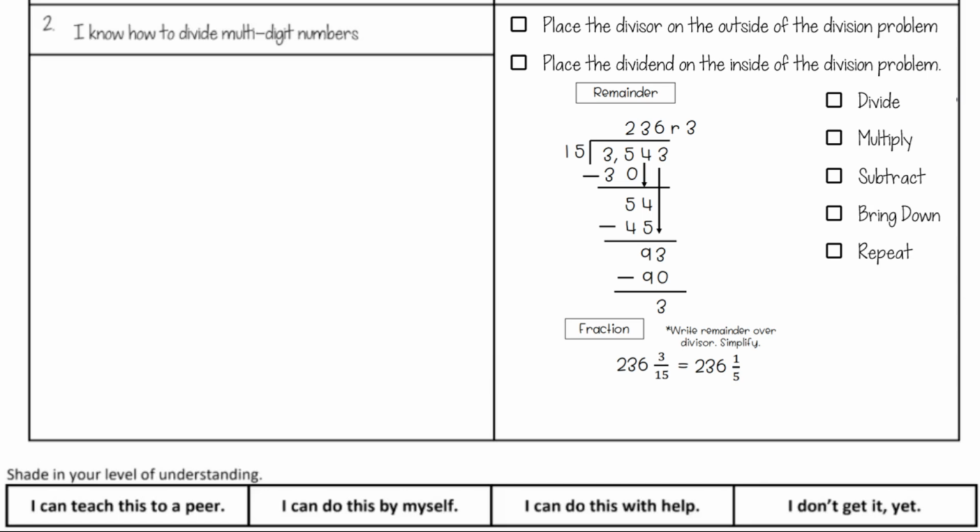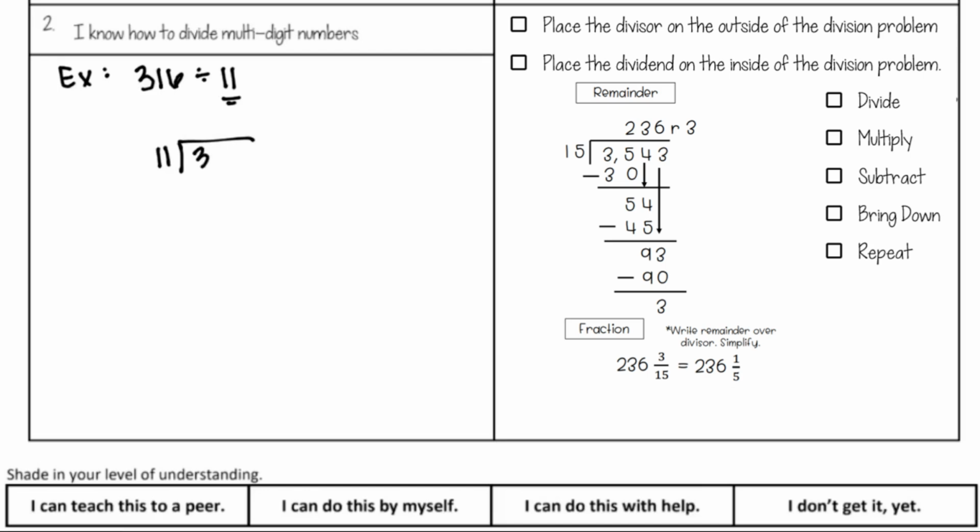Next, we're going to practice dividing multi-digit numbers. I'm going to start with an example, 316 divided by 11. I place the divisor on the outside of the division problem. So my divisor is the one doing all the work, all of the dividing. That would be 11. I place the dividend on the inside.